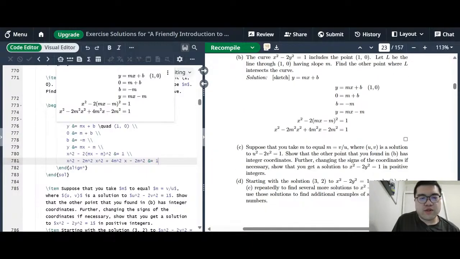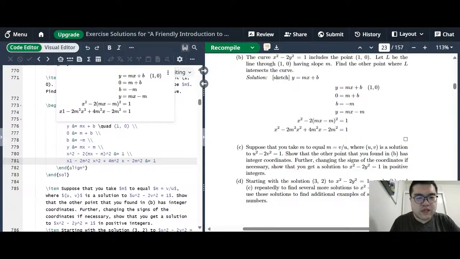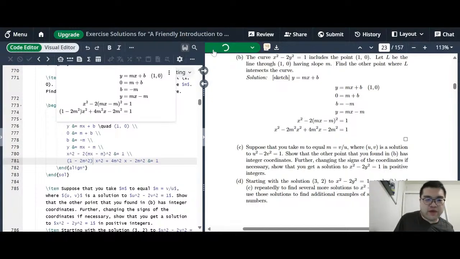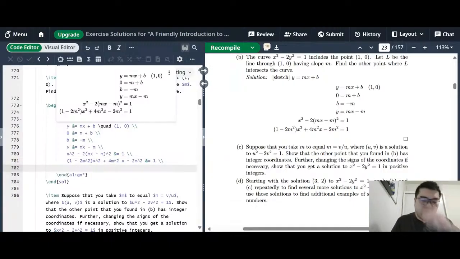And now we are going to regroup the x squared parts. If we factor the x squared, we end up with 1 minus 2m squared, this quantity multiplied with x squared. So let's refresh it a little bit. Now we can use the quadratic formula to help us get the value of x.